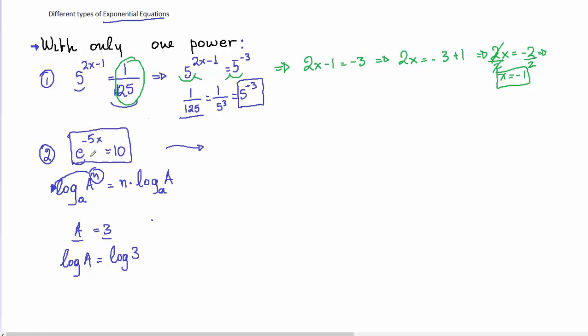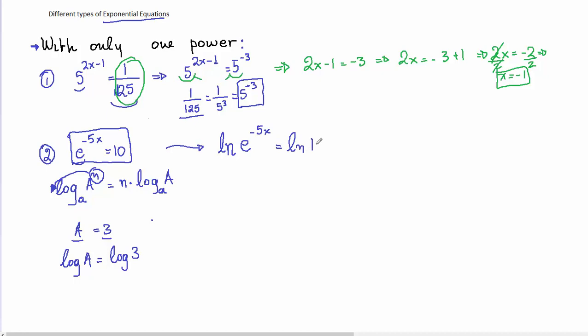So if these two numbers, e to the negative 5x and 10, are equal, then this means that their logarithms are going to be equal as well. I'm not going to take just any logarithm, but I will take the ln. Why the ln? Because I'm focusing on my base here, and the base is e. So I will take the logarithm of both sides of the equation that has the base of the power. So I'm going to take ln of e to the negative 5x equals ln of 10.